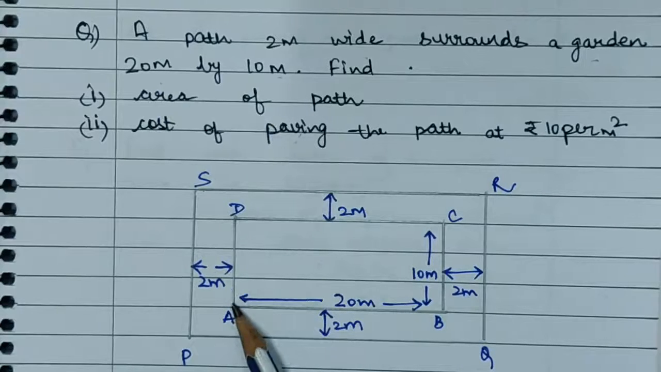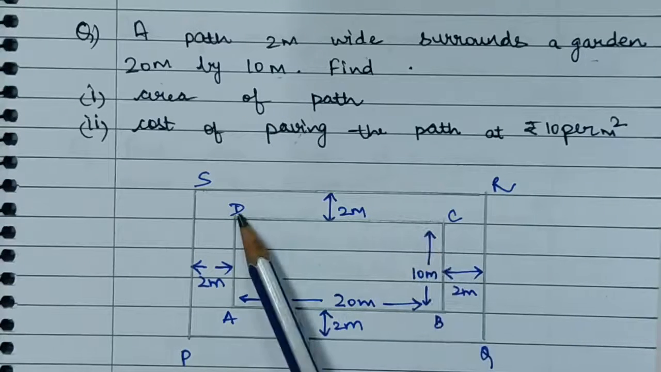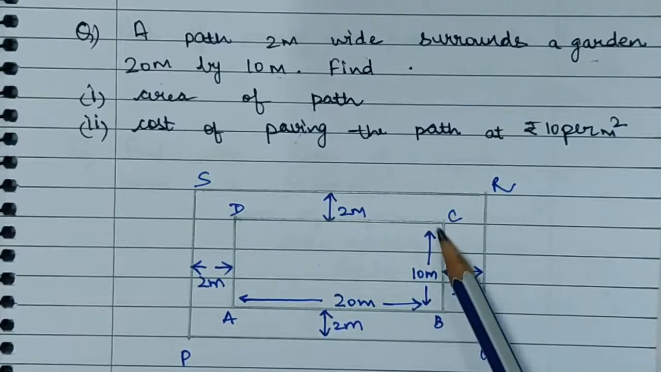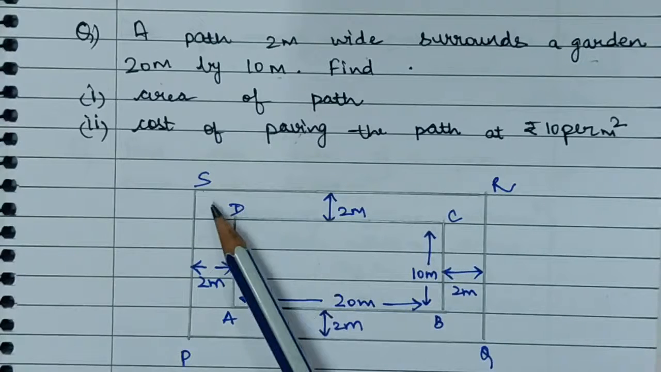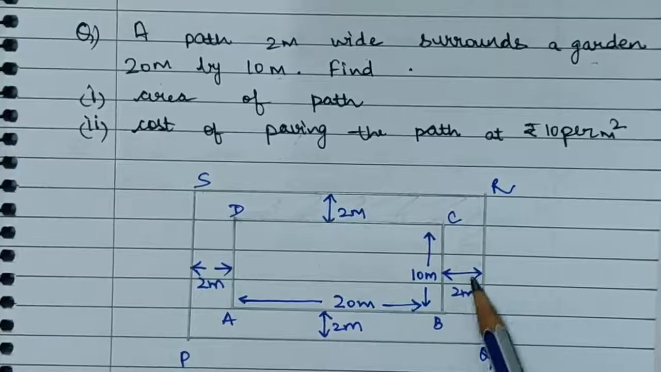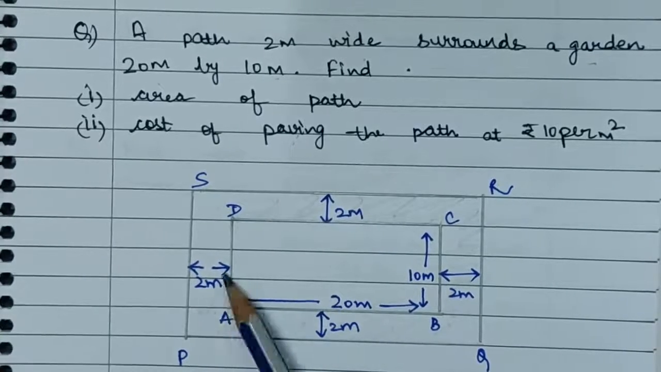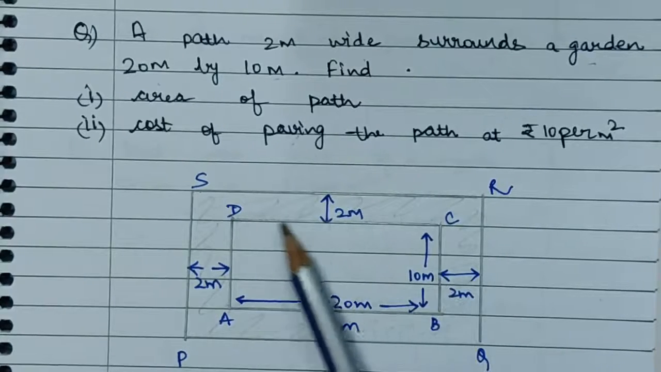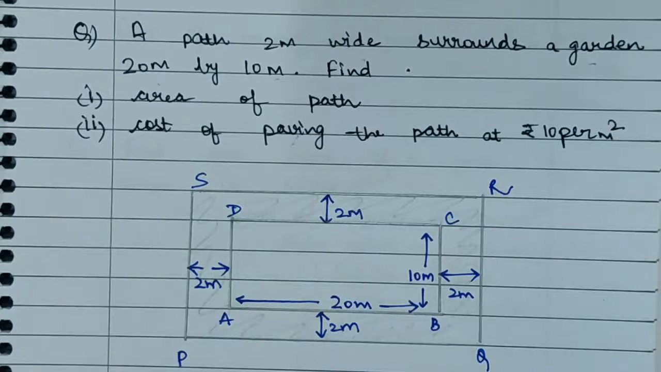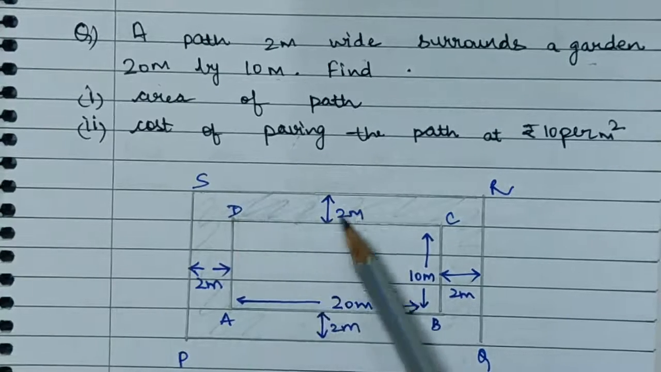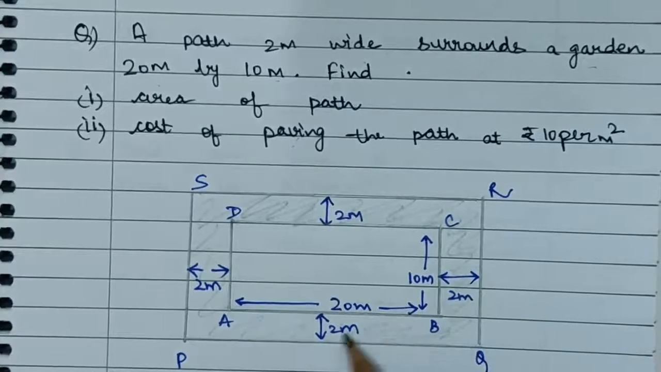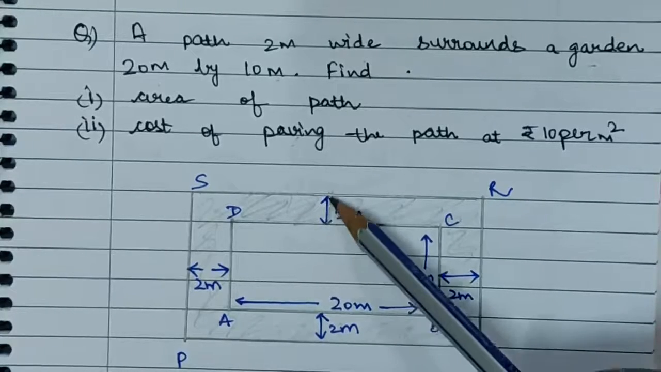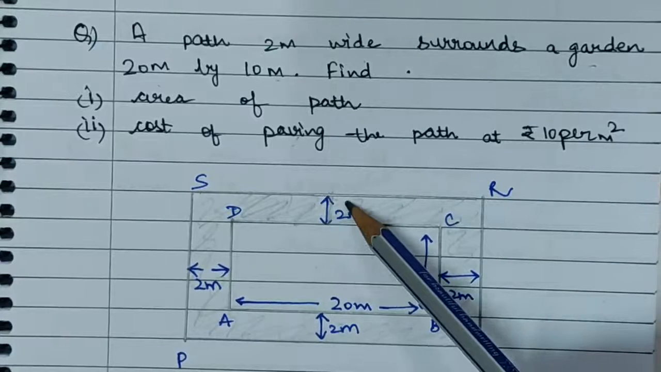There is a garden ABCD whose length is 20 meter and breadth is 10 meter. There is a path 2 meter wide that surrounds the garden whose length and breadth is given to us. This is the area of this path whose width is given to you, 2 meter wide.